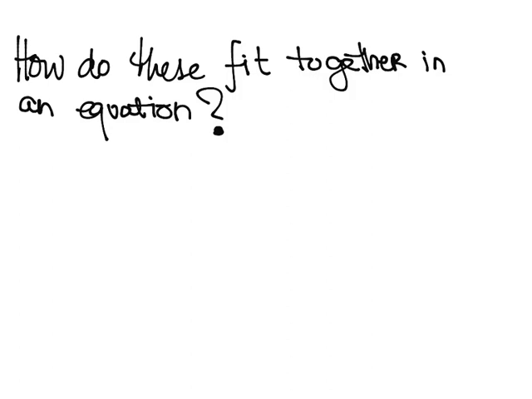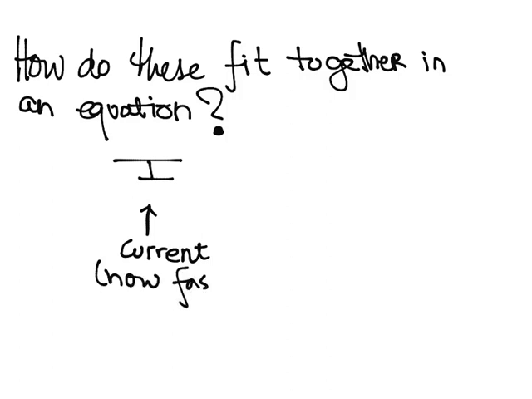Our next equation is how these all fit together. Let's think about what would make the current, I, go up or down. Remember, this is how fast charge flows through our circuit.